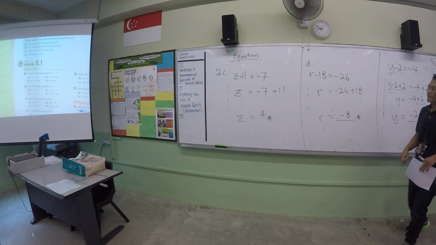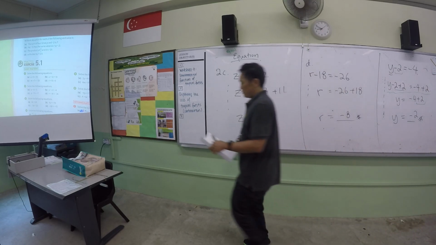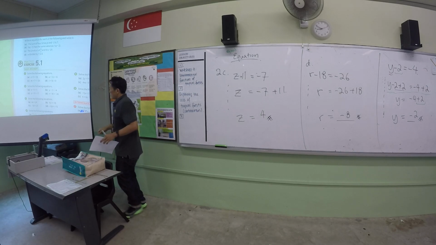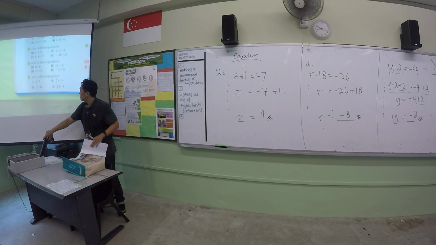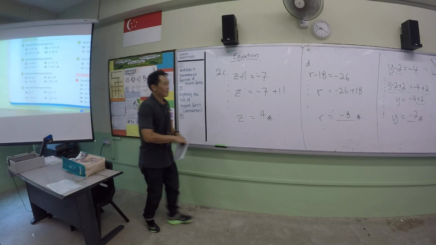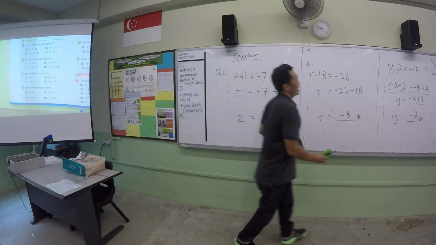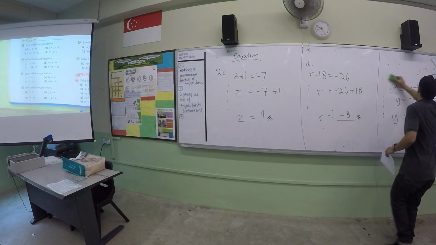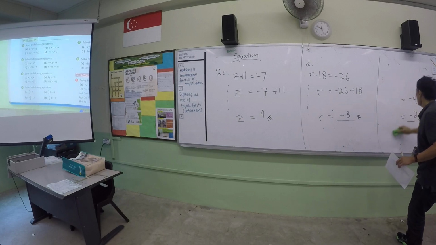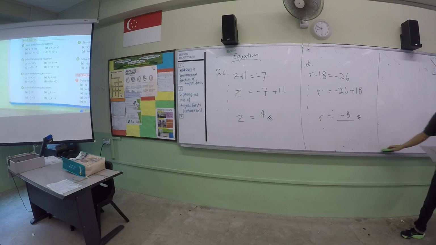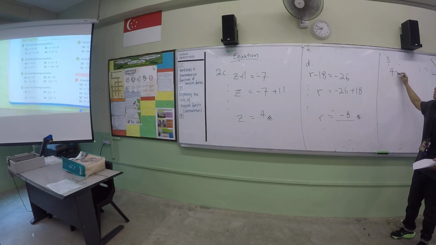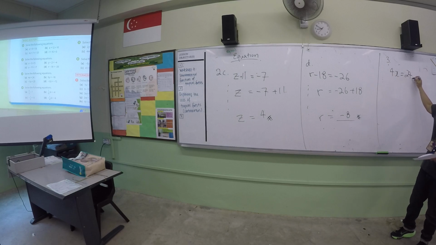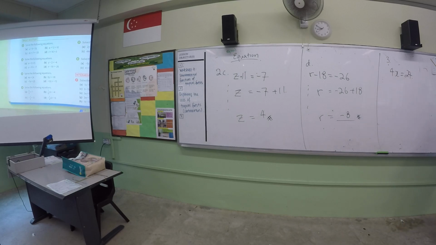Then okay, might as well. Let us go on to look at question 3 kind of question. 4x equals to 24.